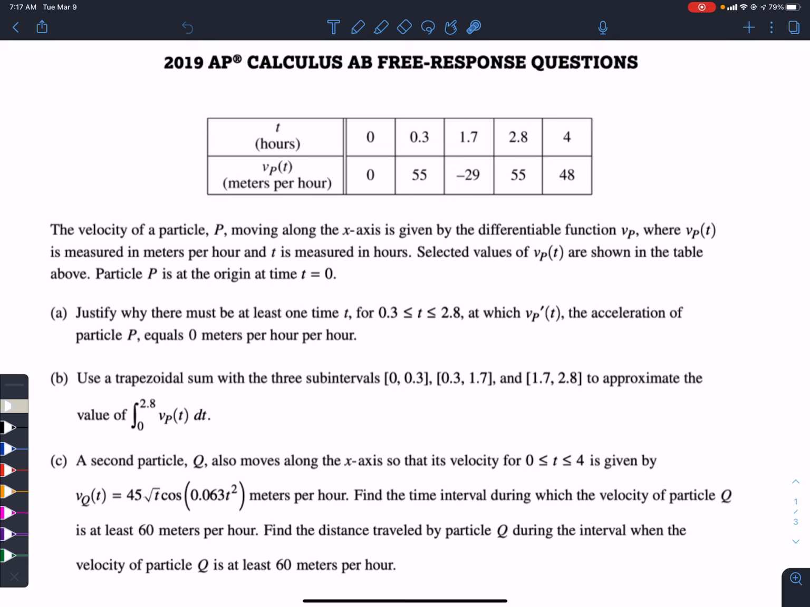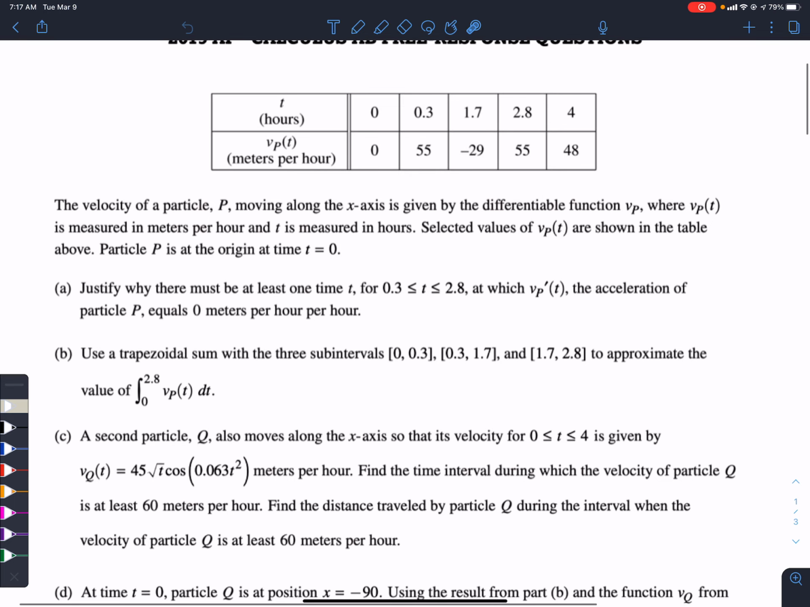Let's read this. The velocity of a particle p moving along the x-axis is given by the differential function v of p, units meters per hour. So those are all given here, so I'm not going to pull that out. All right, so let's just do this. First one. Justify why there must be at least one time t from 0.3 to 2.8 at which the derivative of the velocity, which is the acceleration, equals 0 meters per hour.